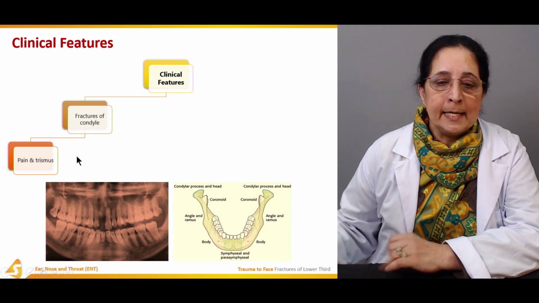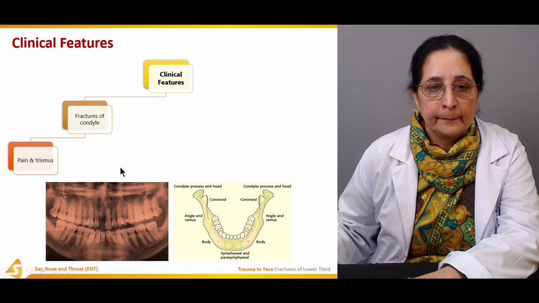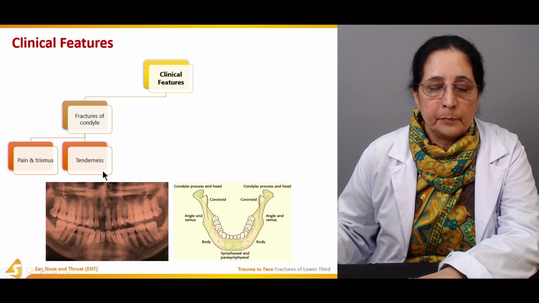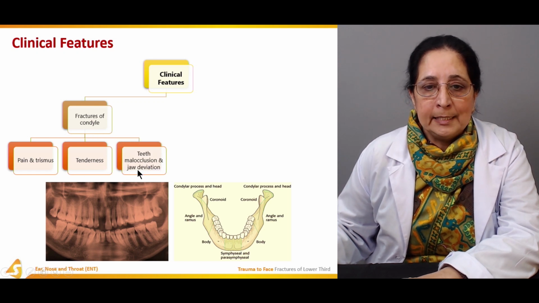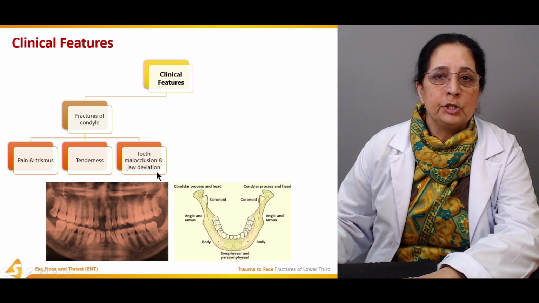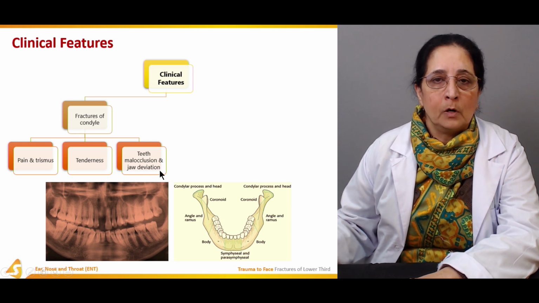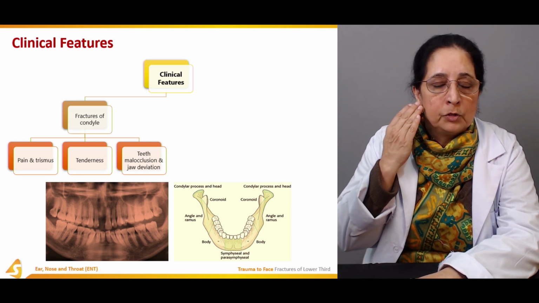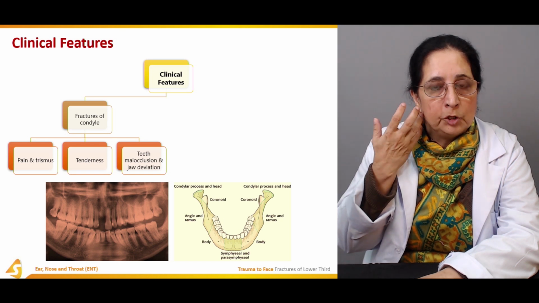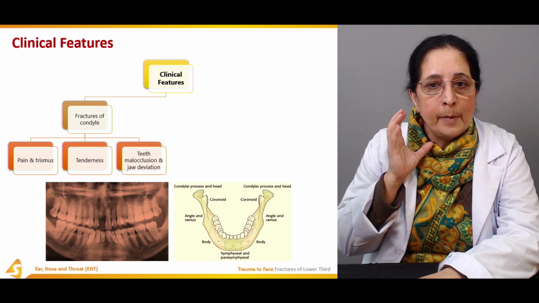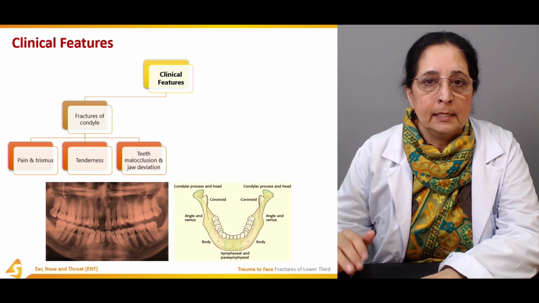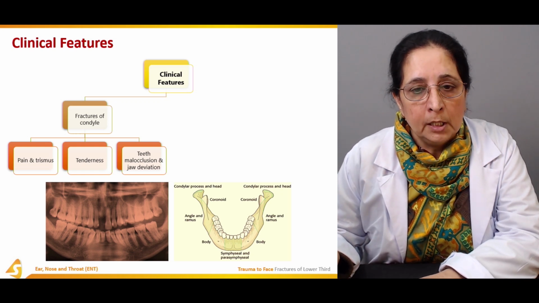There is pain and trismus, and tenderness is present. Also teeth malocclusion and jaw deviation, because this is very close to the temporomandibular joint and the movement of the jaw is affected and there is deviation of the jaw.